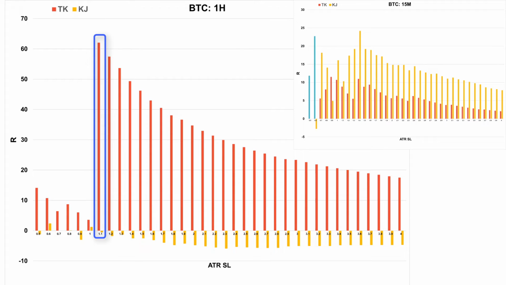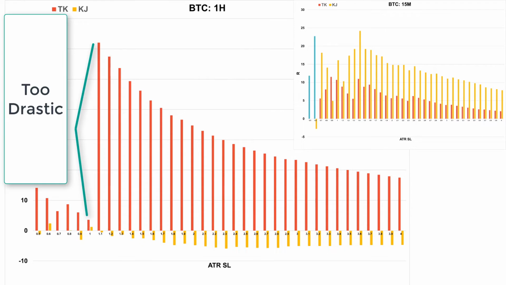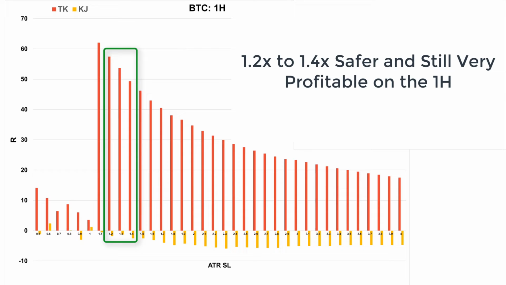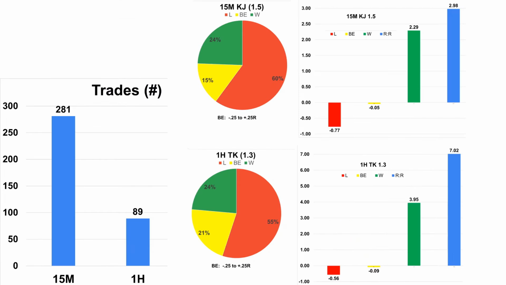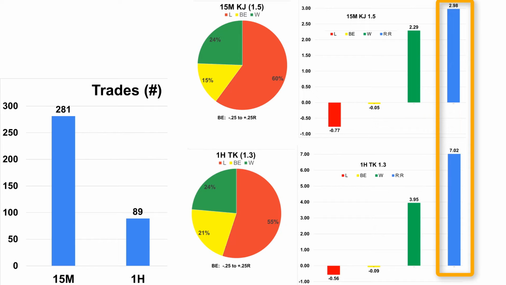It may be tempting to set your stop at 1.1 ATR, since this is the highest value, but I'd be careful about over-optimizing your system. If it were me, I'd drop down the curve a bit and would favor a stop of 1.2, 1.3, or 1.4 on the 1 hour time frame. Going from the 15-minute to the 1 hour, we have the same winning percentage at 24, but notice a few key differences. Losses go down from 60 to 55%, and even more important, we go from a 3 to 1 all the way up to a 7 to 1 R to R.